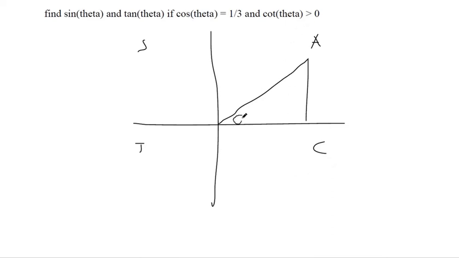And now we don't know what theta is, but we know what the adjacent divided by the hypotenuse is, because cosine is the adjacent divided by the hypotenuse. So not the opposite, nothing to do with the opposite of our angle theta. The adjacent is 1 and the hypotenuse is 3. So it's not the unit circle, but that's okay. We can figure out what this missing side is using the Pythagorean theorem.